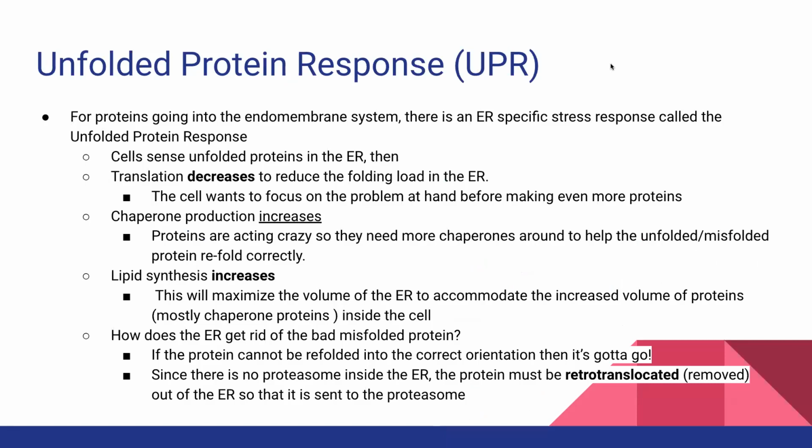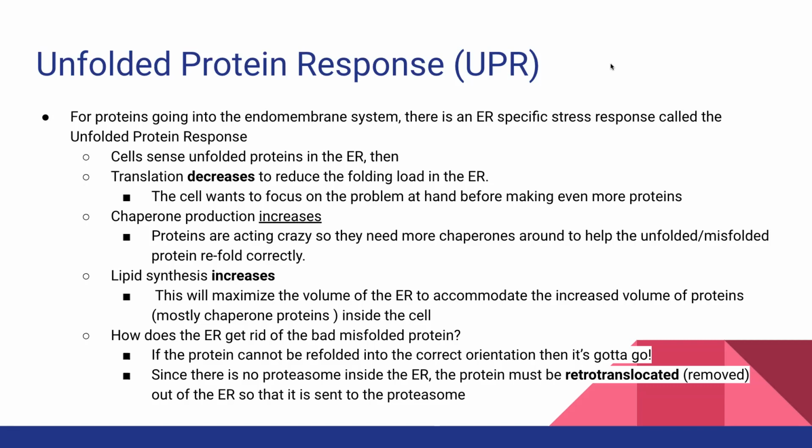Unfolded protein response. This is the response that happens in the endomembranes, in the ER. A few different things are going to happen to deal with a misfolded or unfolded protein. You're going to have translation decreasing in the ER. This is because you don't want to make new proteins while you have a protein that's unfolded and non-functional. You want to fix the problem at hand before you upregulate regular proteins.